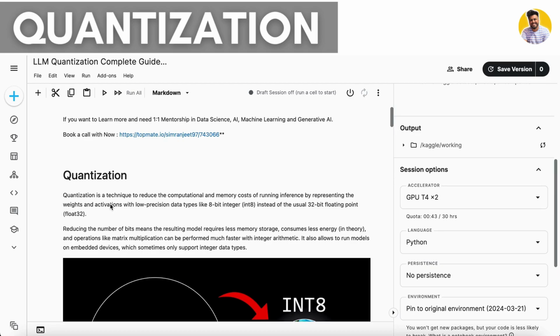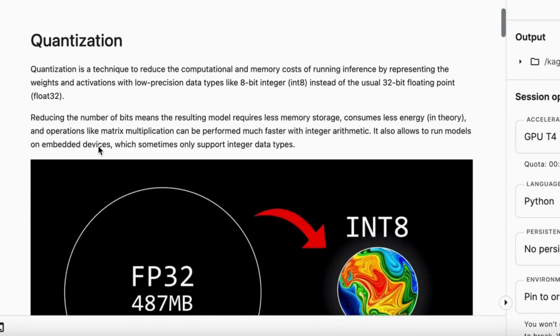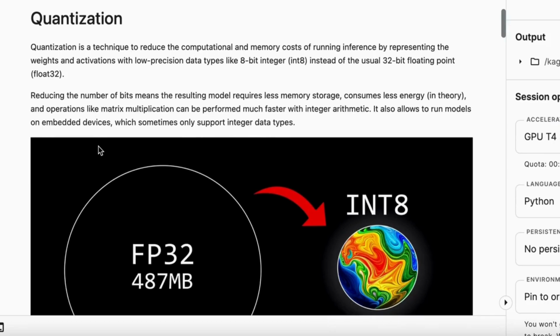Quantization is a technique that can be used to reduce the computational and memory cost of running inference by representing the weights and activation functions in a low precision format. Because as we know, when we are building neural networks, our weights and activation functions are in Float32 format, and Float32 format takes up more memory as well.